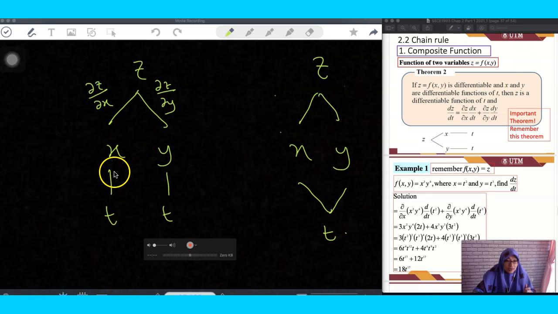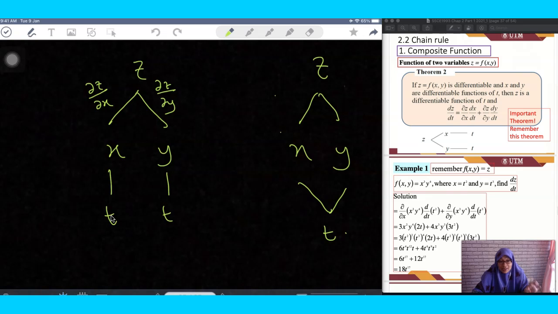So now look at below the X and Y. T, right? Just a single T, one person. It is not sharing with other people. So from X to T, now we are thinking about derivative. Because it is just a single thing, we use D, not del.